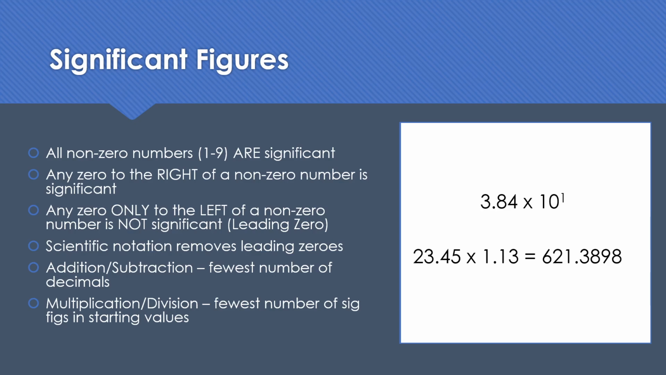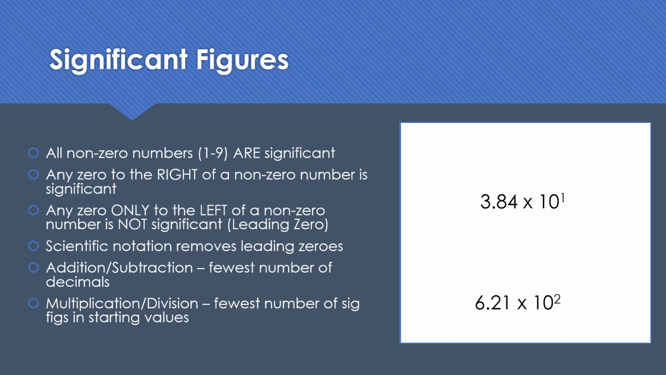But if we look at our initial values, 23.45 has 4 significant figures. 1.13 has 3 significant figures. So my final answer can only have 3 significant figures. So I look, first 3, 6, 2, 1, that's 3 significant figures. Then I look one more to the right, 3, that's lower than 4, so I round down. So my final answer is going to be 621. Or I would report that as 6.21 times 10 to the 2.